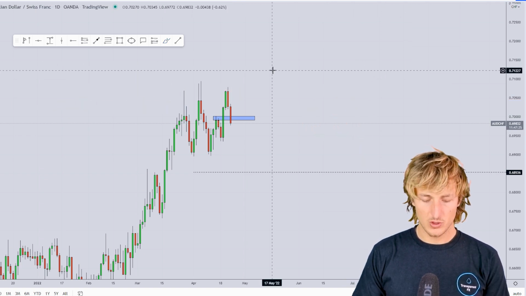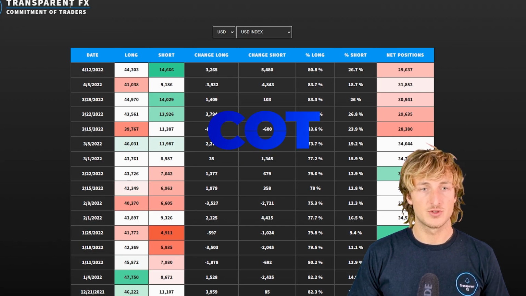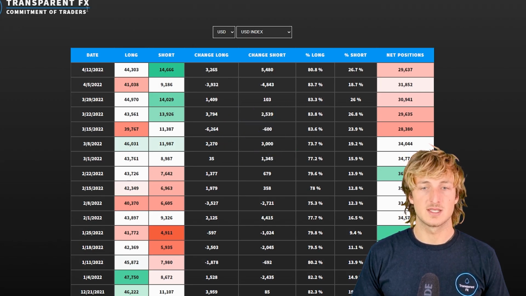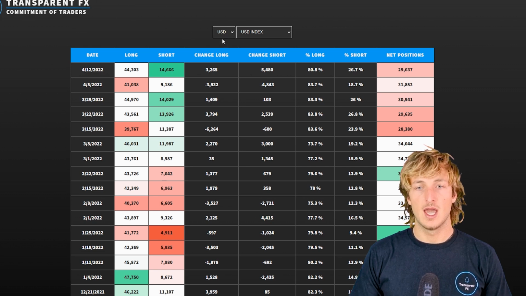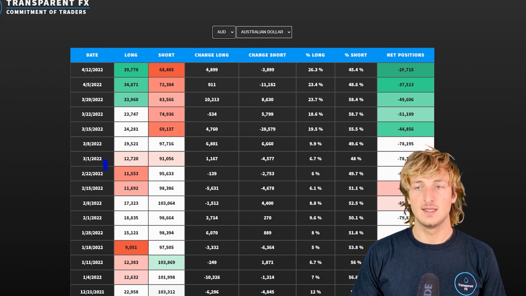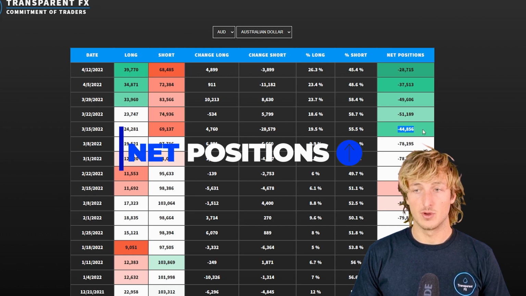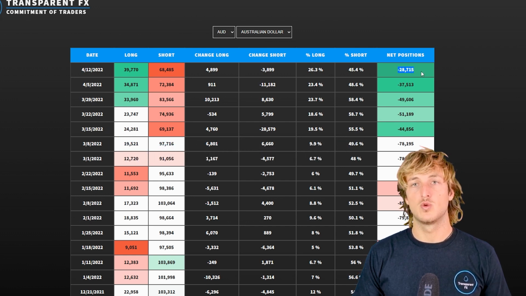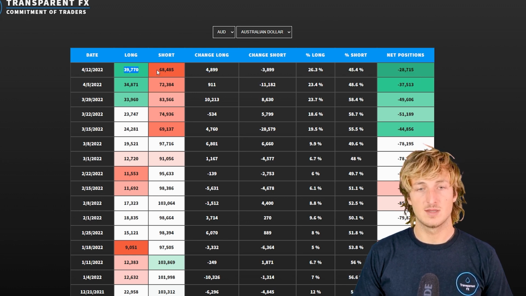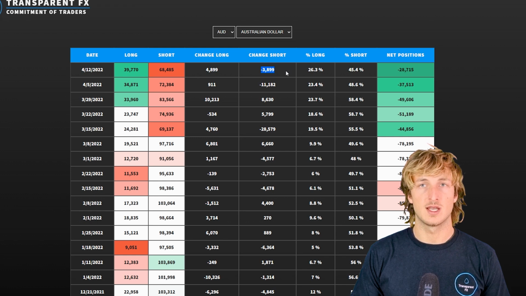Now, if we go and see what we have when it comes to the commitment of traders, so what hedge funds and the non-commercials, the biggest speculators in the market, are doing, and we check the data for the AUD, we can see how lately net positions have been increasing. We went from having minus 44k to now minus 28k net positions, reaching 39k longs at the moment compared to 68k shorts, with 4.8k longs added with the last report and 3.8k shorts getting closed.